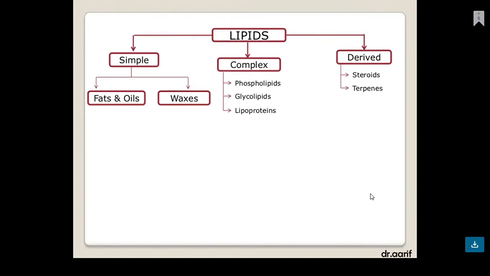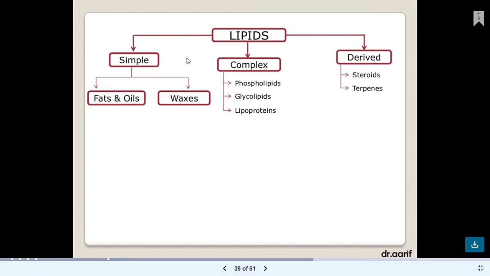And lipids, again, they are divided into three. You have simple, complex, and derived. In simple, it is fats and oils, and then you have waxes. Complex, you have phospholipids, glycolipids, lipoproteins. From the word itself, you can make out phospholipids. They contain phosphate or phosphoric acid. Glycolipids, presence of sugar, glucose, glycogen. Lipoproteins, proteins that contain lipid compounds. And derived, that means you have steroids and terpenes.